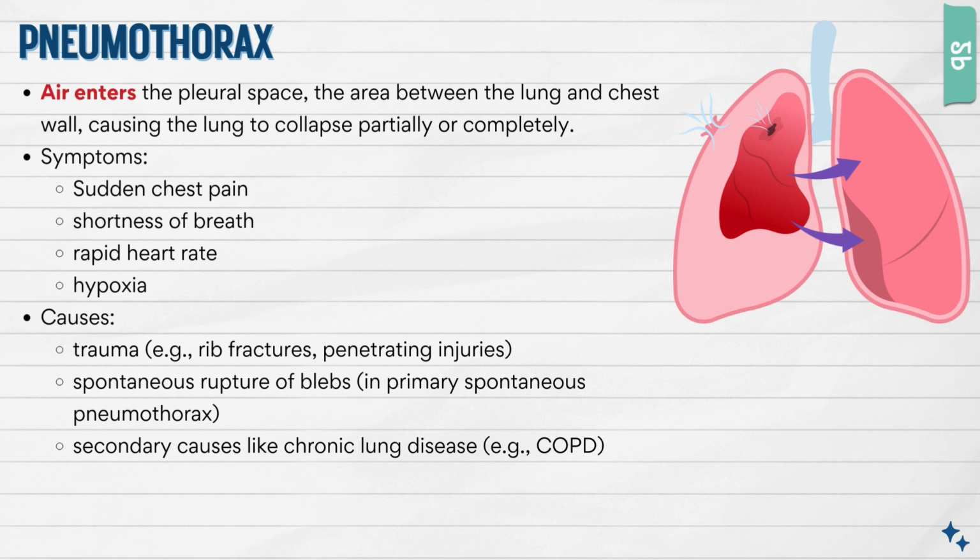A rib breaks and it pokes into the lung. So that's a penetrating injury, like a gunshot wound or a stabbing, but it can also be from blunt force trauma, like a steering wheel crushing into you.